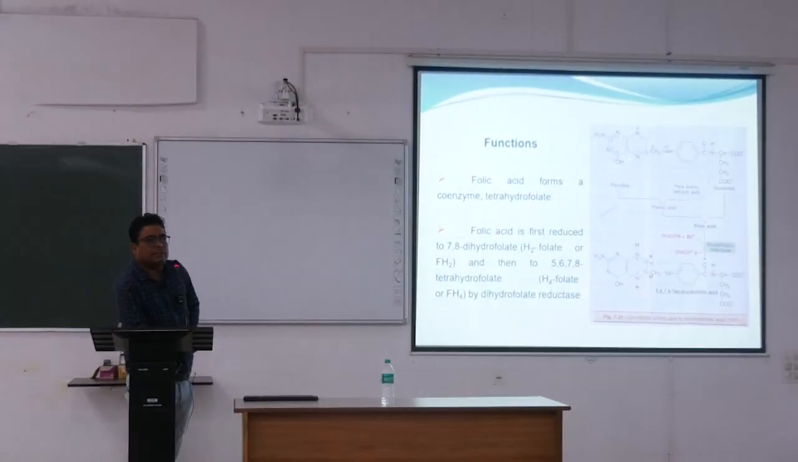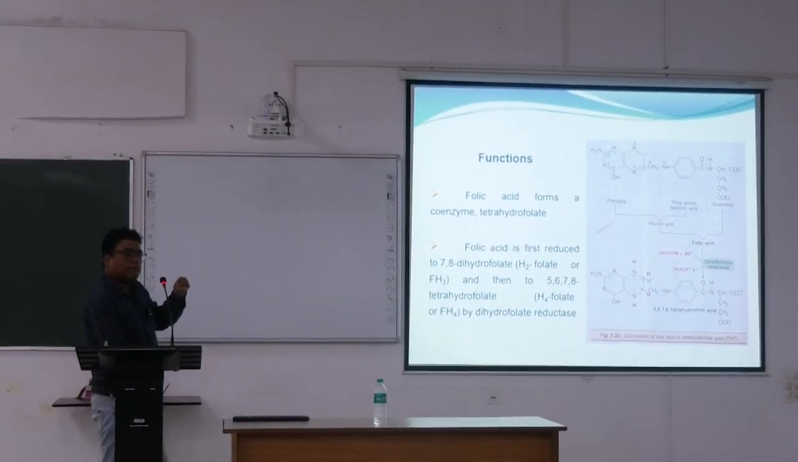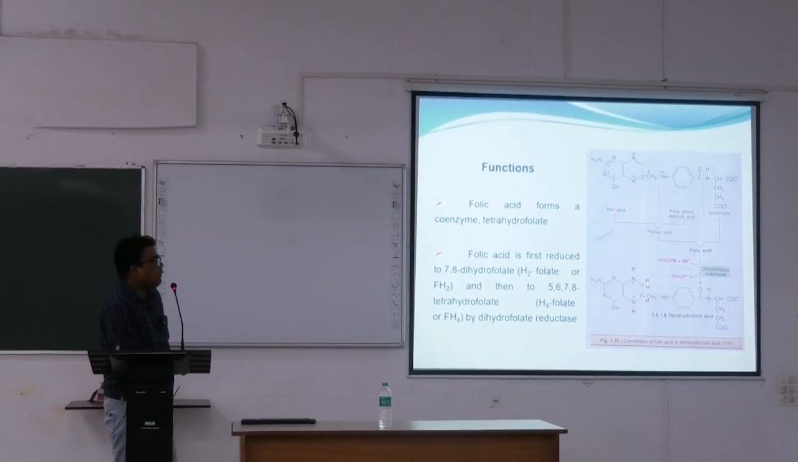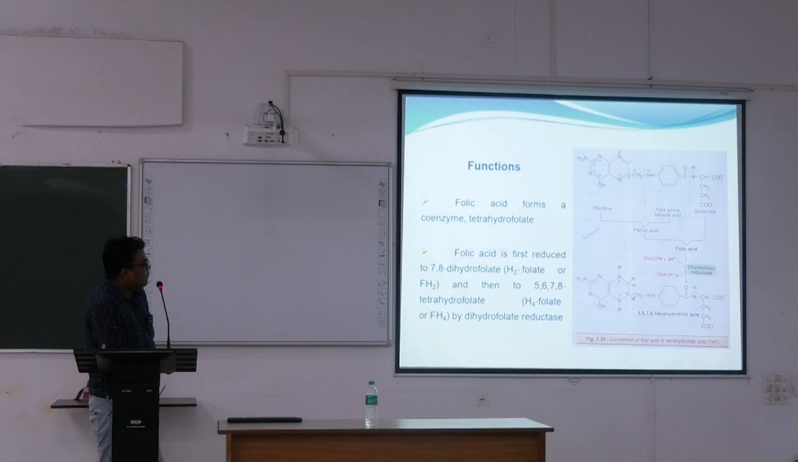Tetrahydrofolate. Folic acid is the precursor of the coenzyme tetrahydrofolate, THF. THF is one of the most important coenzymatic forms, which regulates many reactions. Folic acid is first reduced to 7,8-dihydrofolate, then to 5,6,7,8-tetrahydrofolate, which is the activated form of this vitamin. This is the structure of this coenzymatic form.